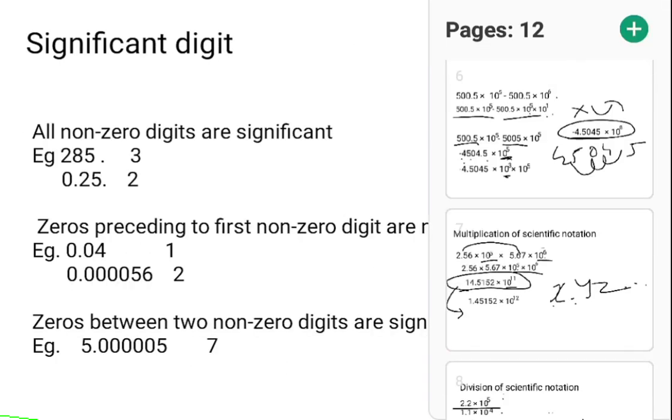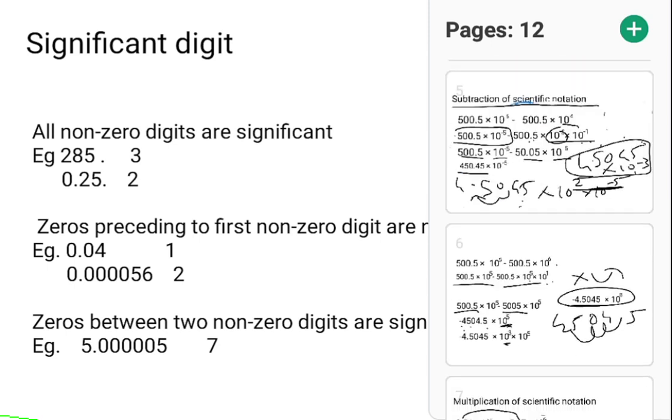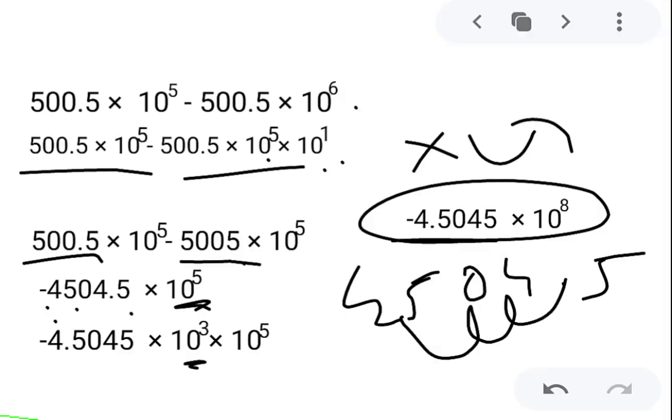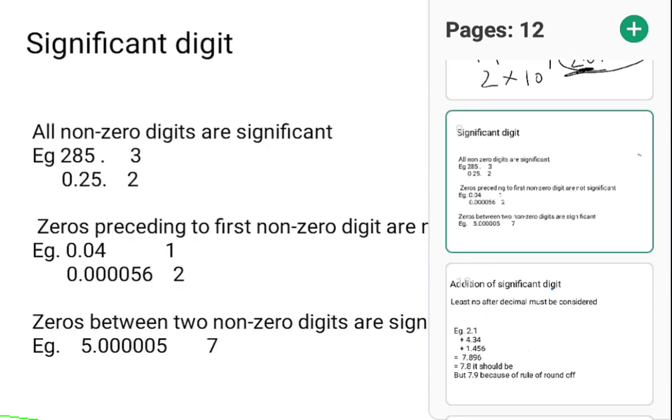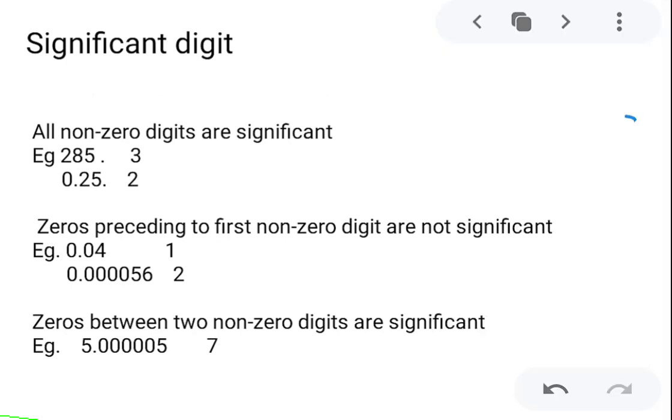Now in scientific notation, for example, we can see over here that I got this answer, right? 4.5045. Now there may be many numbers after the point. So what we want is another concept, significant digits. First of all, we'll see the rules, right? Significant means the digit having importance in the number, which is having value in the number.